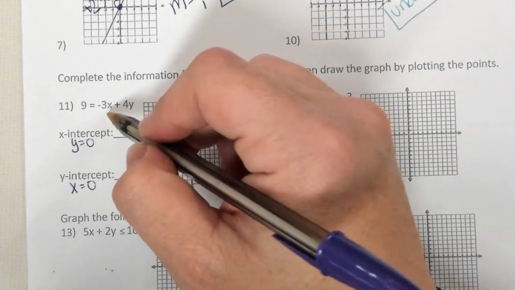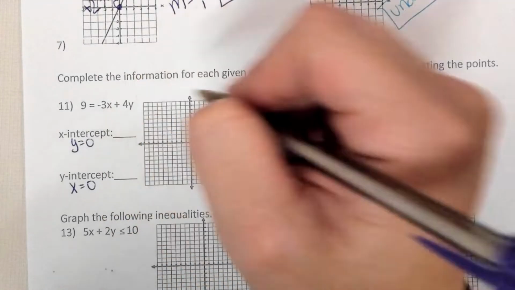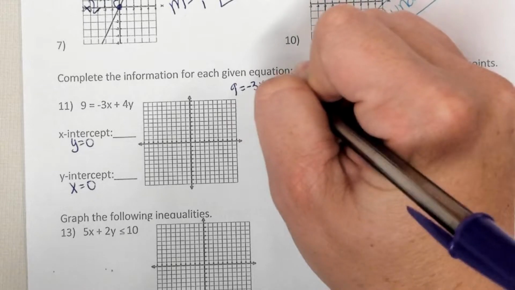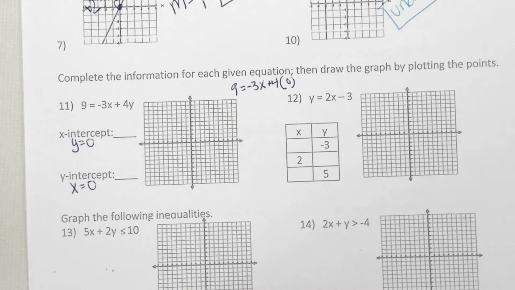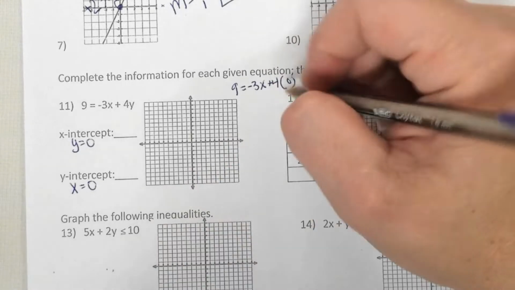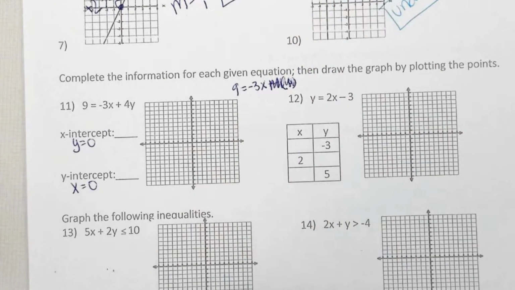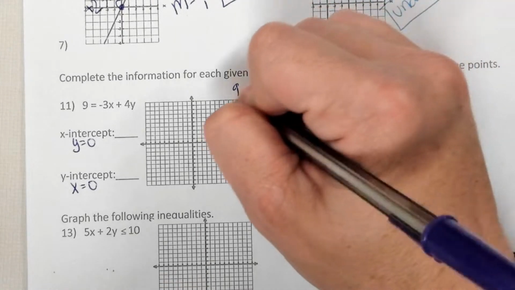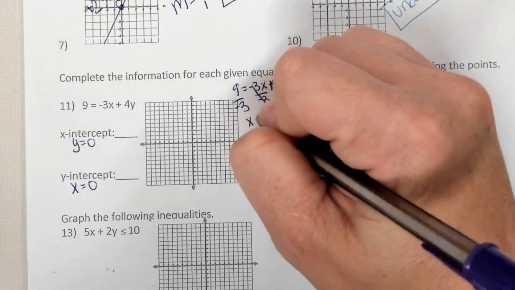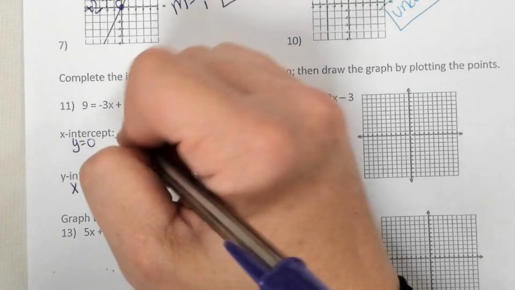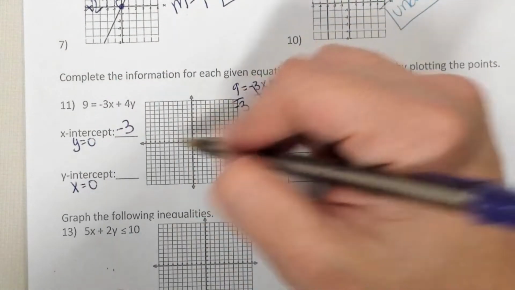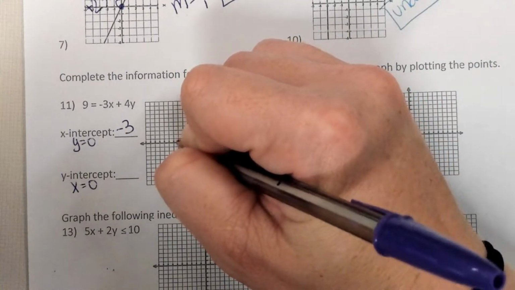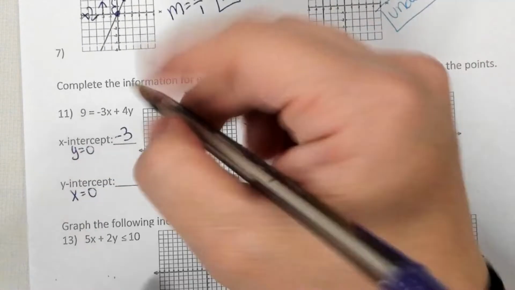Okay, so on this one, finding my x-intercept, y is 0. I'm just going to rewrite it: 9 equals negative 3x plus 4, and instead of y, I'm going to put 0. Well, 0 times anything is 0, so this 4 times 0 just becomes a plus 0, which we don't need. So I'm going to divide both sides by negative 3 to solve for x, and I get x equals negative 3. So I know my x-intercept is negative 3, and on my x-axis, I'm going to put a point at negative 3. 1, 2, 3. So therefore, this is my y-axis.